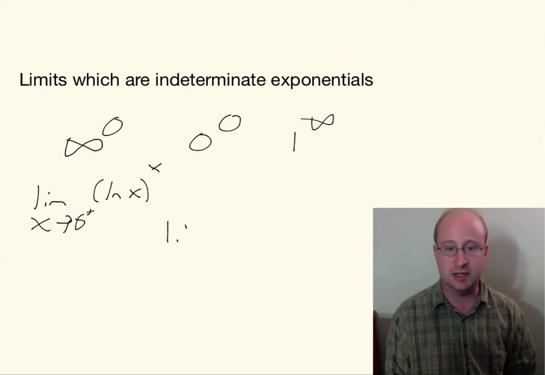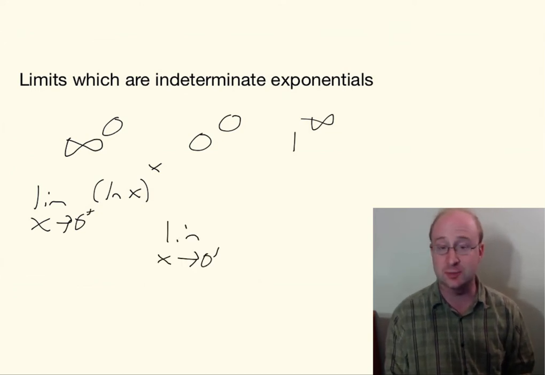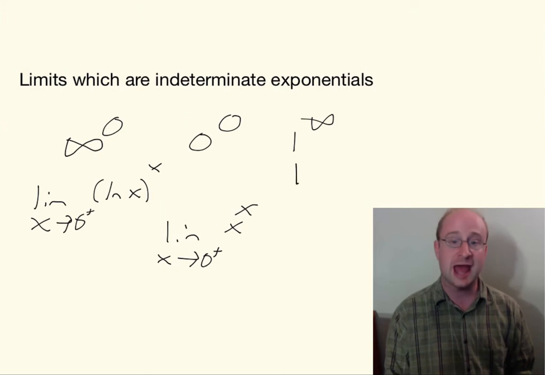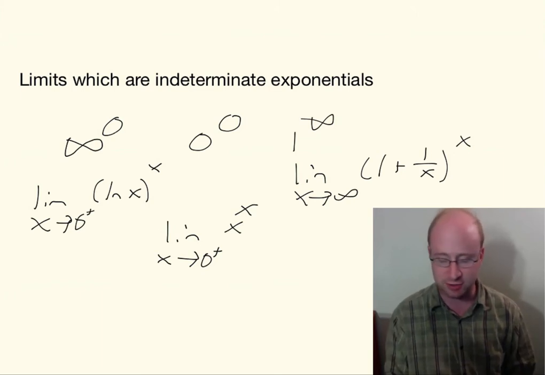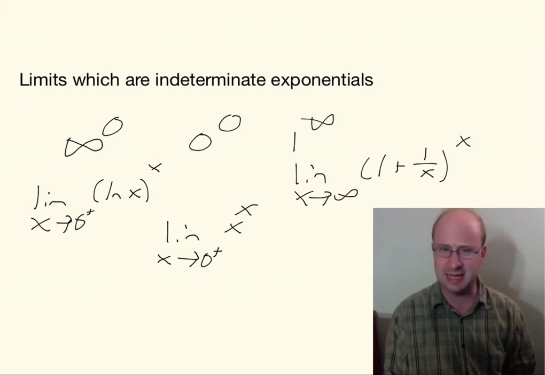Limit as x goes to 0 of x to the x is an indeterminate form of type 0 to the 0. And (1 plus 1 over x) to the x is an indeterminate form of type 1 to the infinity, as x is going to infinity. This is an important example, the book does it, because this comes up when calculating compound interest.